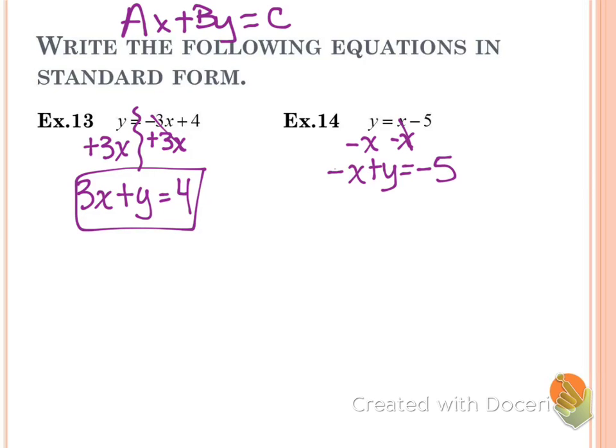So now we run through our rules. Are x and y on the same side? Are there any fractions? Is a positive? No, that's an issue. We got to change that. So if I change the sign on my x, I have to change every single other sign the whole way through. So if I flip x to be positive, what happens to y? It becomes a negative y or a minus y. And what happens to the -5? It becomes a positive 5. So if you change one sign, you got to change them all. Now we've got it in standard form.